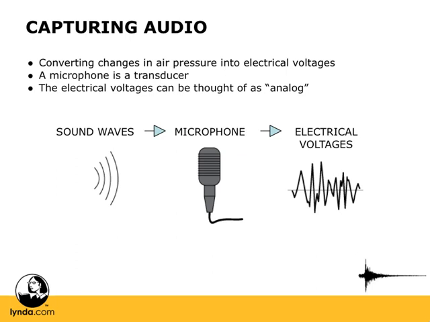So in order to do this, we need something that's sensitive to these little patterns of vibrations out in the air around us. For humans, we use our ears, but we need a device to get this into a form that we can really work with. So we need a transducer, we need a microphone. A transducer can take one form of energy and convert it into a different form of energy. A microphone is sensitive to the sound waves, and it's able to convert those into electrical voltages. And once the microphone's converted those sound waves, the electrical voltages that we get can be thought of as analog.